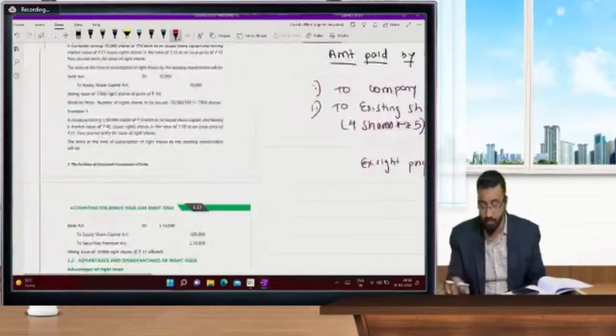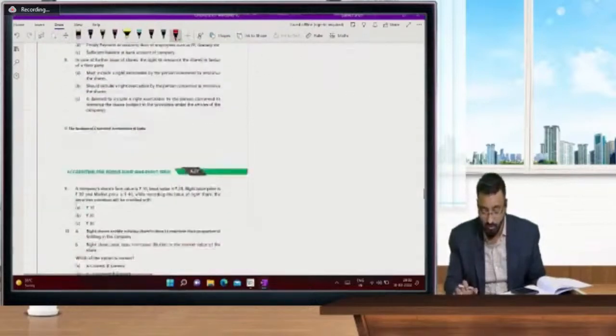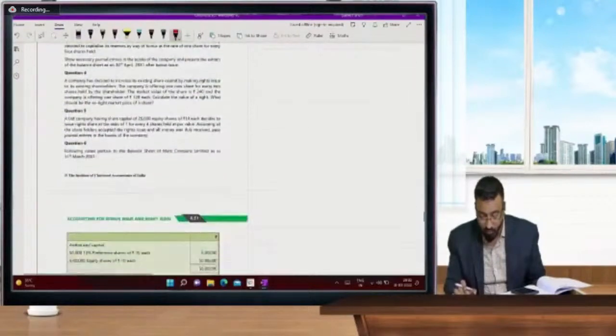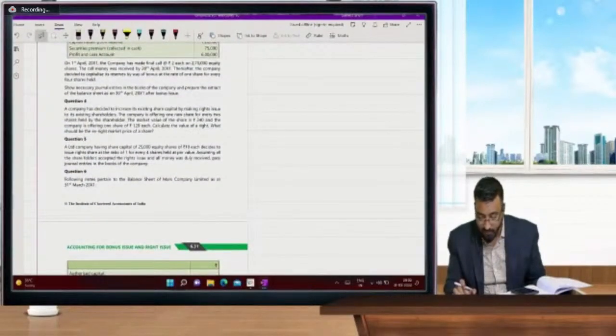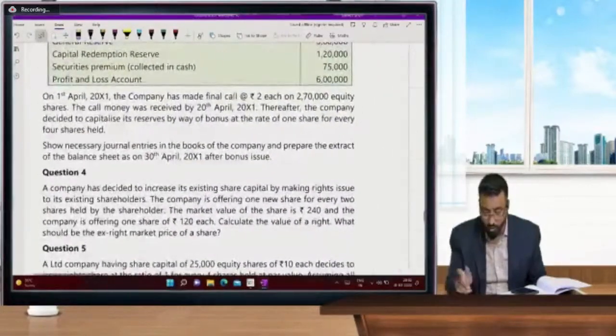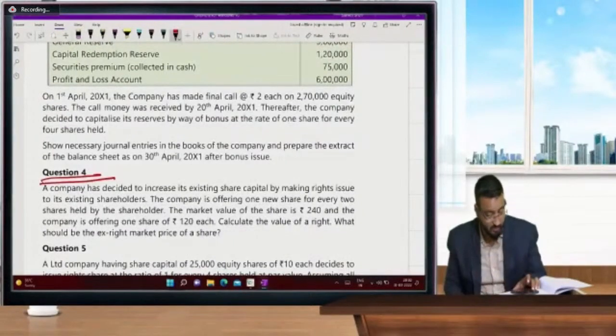ठीक है? One more problem you will try. Try this question. TYK 4. Chalo, chalo, chalo. Try this. Question 4. Try it. Use these 3 steps.